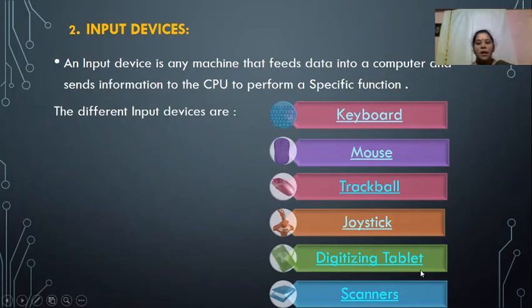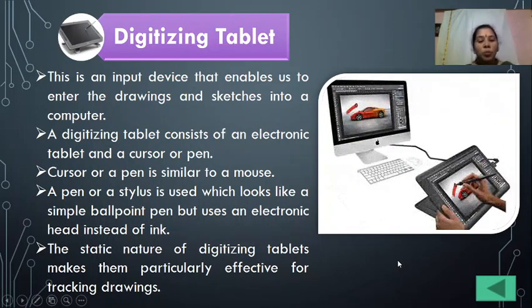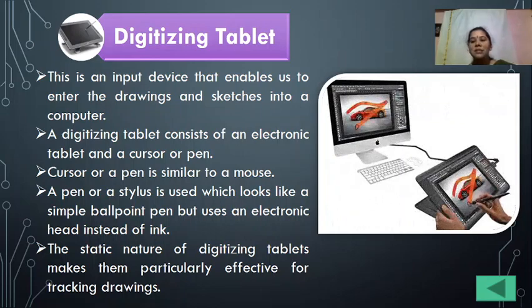The next one is your digitizing tablet. What is this digitizing tablet? So this digitizing tablet is an input device that enables us to enter drawings and sketches into a computer. On your right hand side, you can see a person is drawing, and that result we can see on the monitor. He has connected this digitizing tablet to the monitor, and there he is working on it. So that result is immediately shown on the computer. So that is your digitizing tablet.